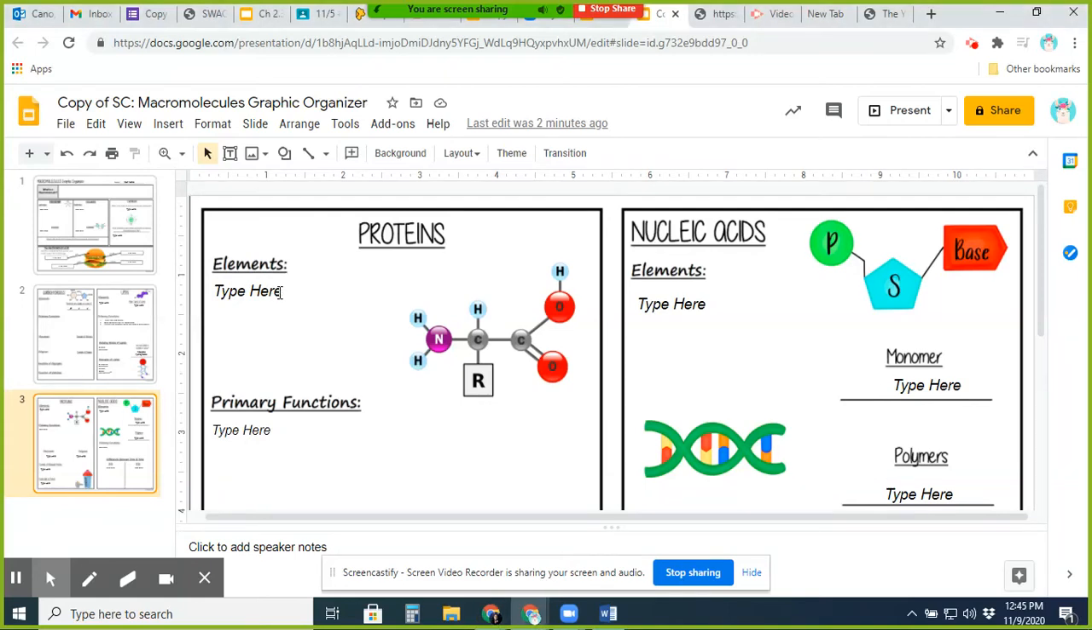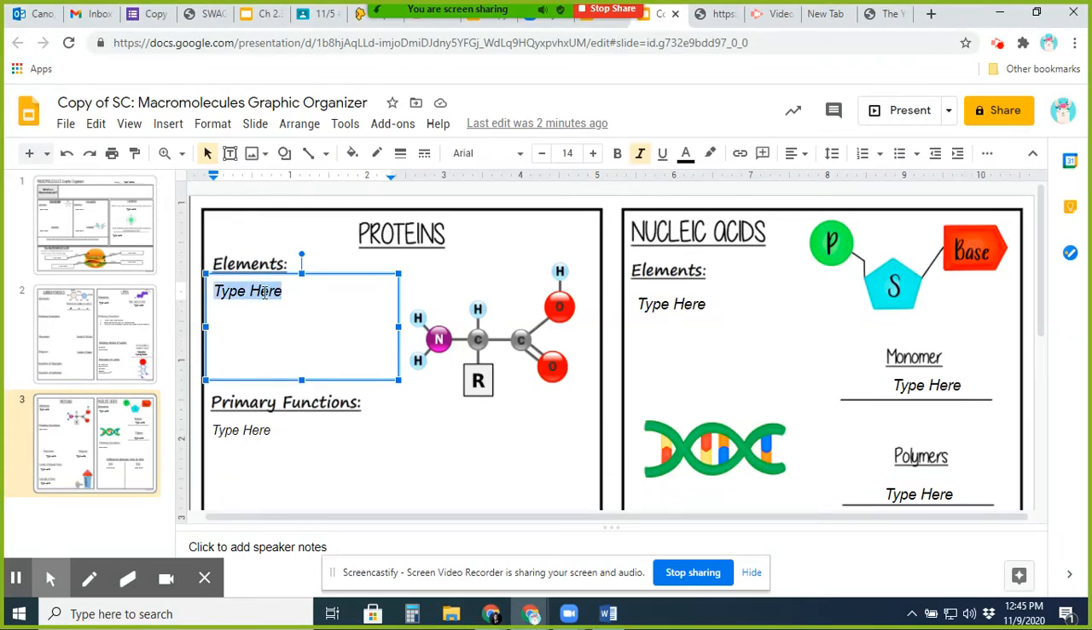All right, so proteins, ladies and gentlemen. Elements that make up proteins, like before, we still have our carbon, we still have hydrogen, and we still have oxygen. Additionally, in proteins, we have nitrogen.